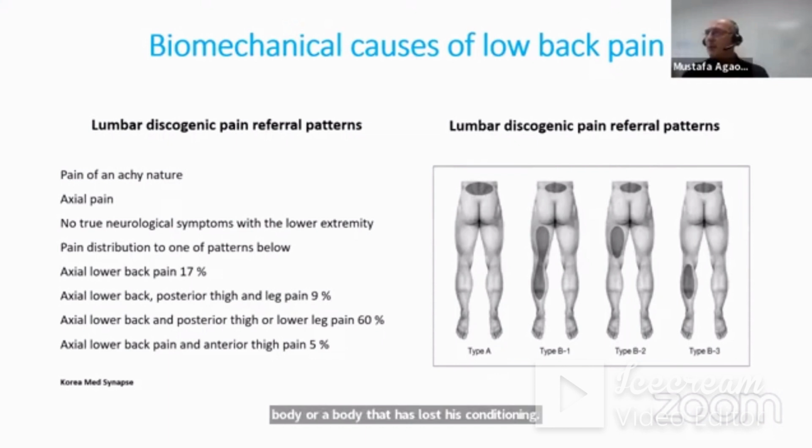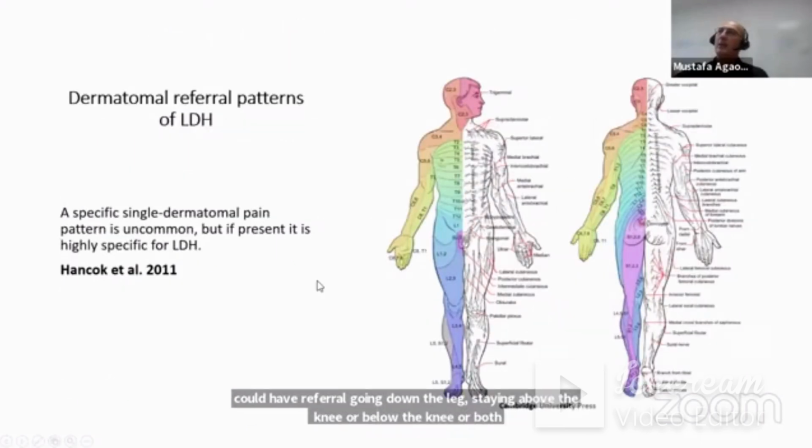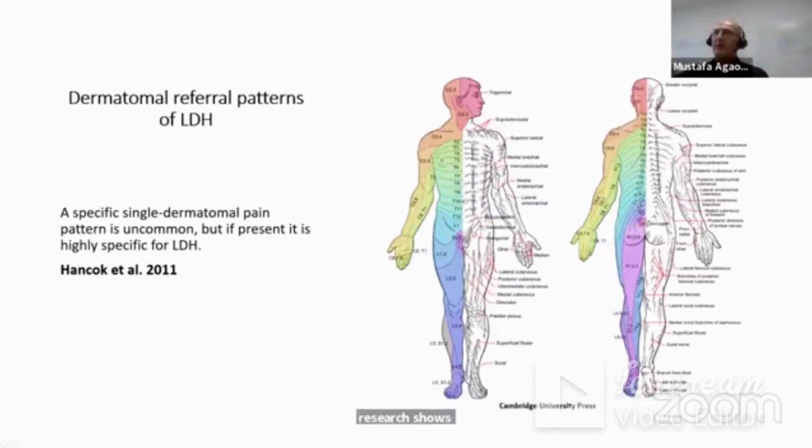When I look at the referral patterns for discogenic pain, it almost perfectly overlaps with facet issues. So again, you have axial pain patterns. It could be in the lumbosacral area, just lateralizing off to the paraspinals. You could have referral going down the leg, staying above the knee or below the knee, or both. Research shows that a specific single dermatomal level is actually very uncommon. However, if we do have a specific dermatomal presentation, it is highly specific of lumbar disc herniation.